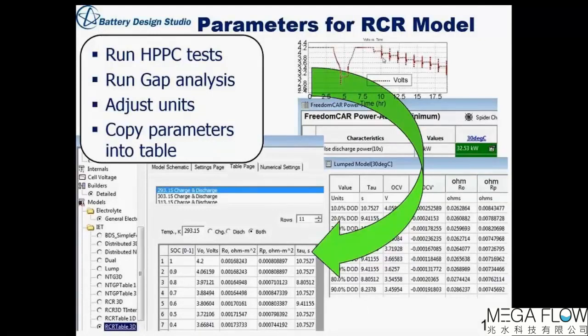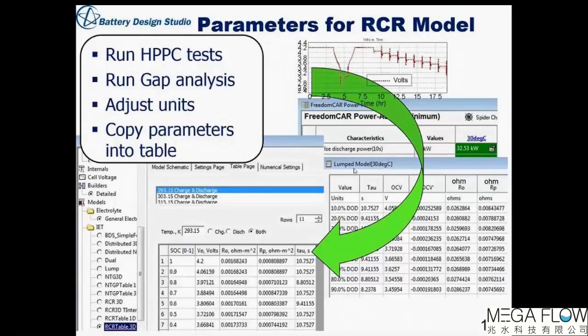So basically, we're doing discharge and regen pulses at 10% state of charge increments to characterize the resistance of the battery as a function of state of charge. And we could do that for several different temperatures to see how the resistance varies as a function of state of charge and temperature. The advantage of using this HPPC test is that we can use this gap tool in BDS, shown right here in the second graphic, to automatically generate the model parameters. And so that's this table right here. And so we have the time constant, the open circuit voltage, and the series and parallel resistances.